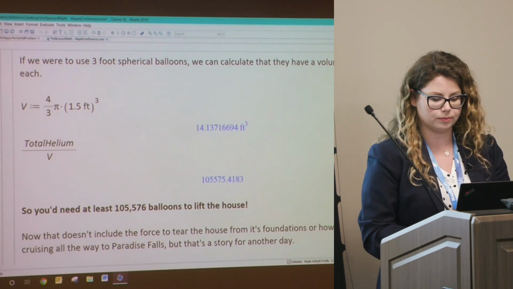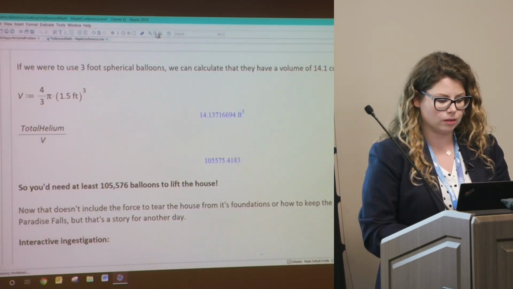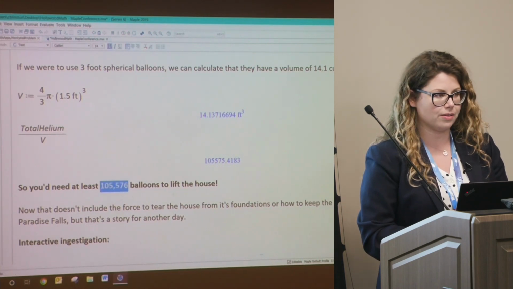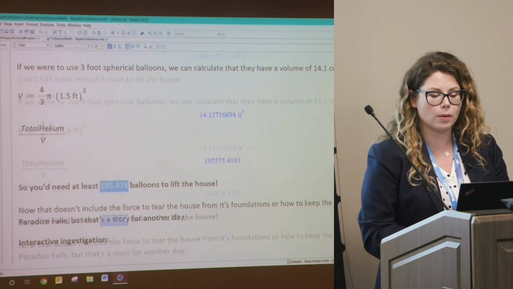Remind me, what did they predict the number was supposed to be? 105,576 balloons to lift the house. Yeah. What did engineers at Pixar use?